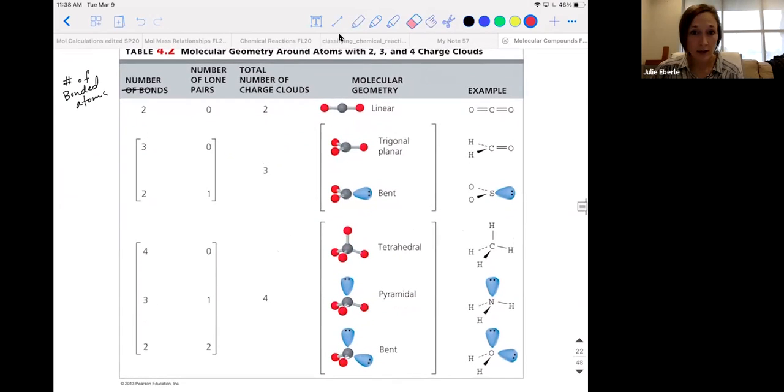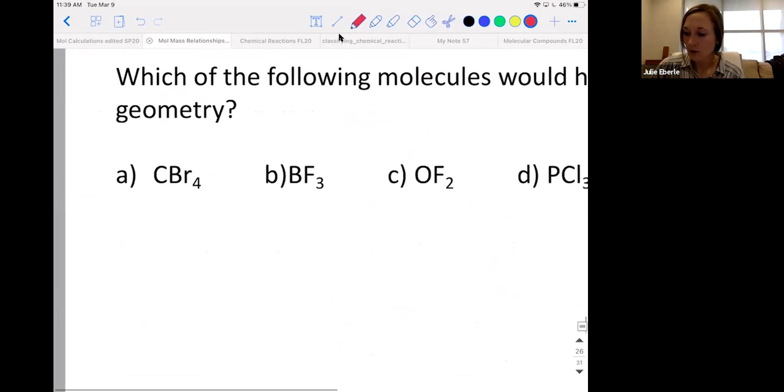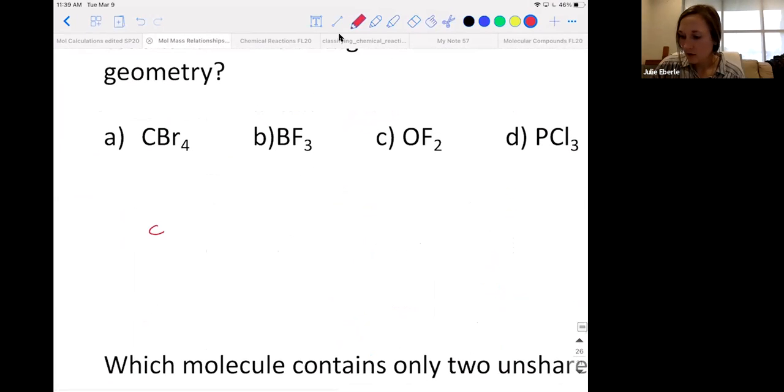Remember how to count charge clouds? You count bonds or bonded atoms as a charge cloud, and then you count lone pairs as a charge cloud as well. Here we are. Drawing the Lewis structures for these will help you. If you're quick at Lewis structures, you just sketch them out.